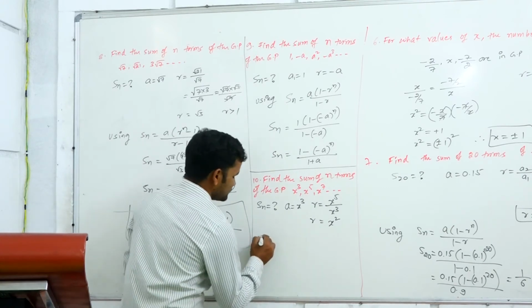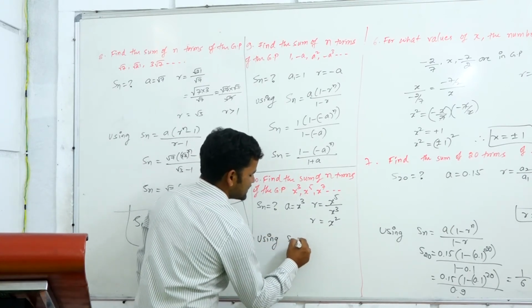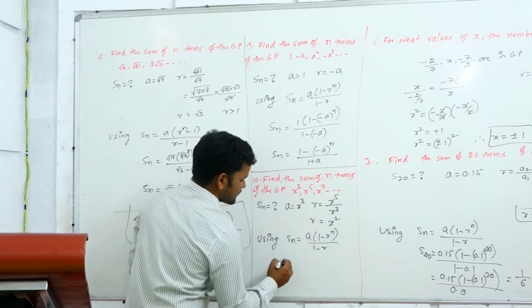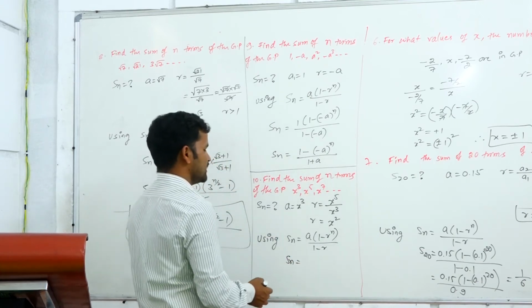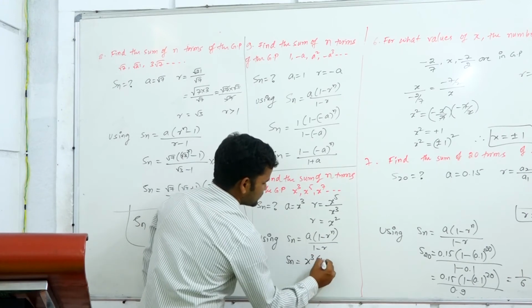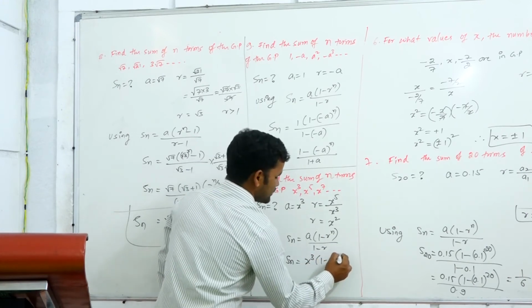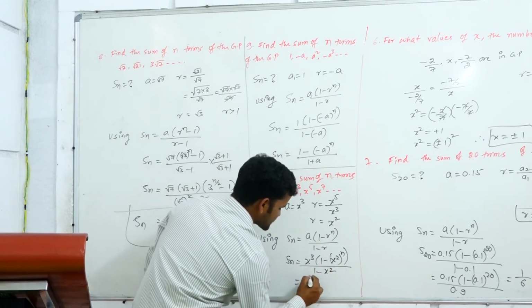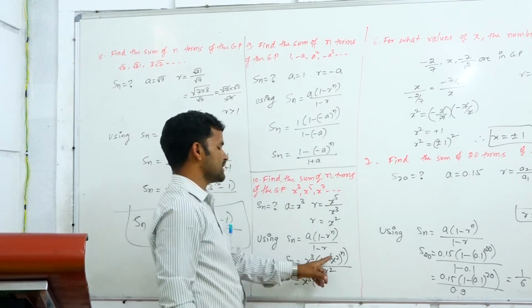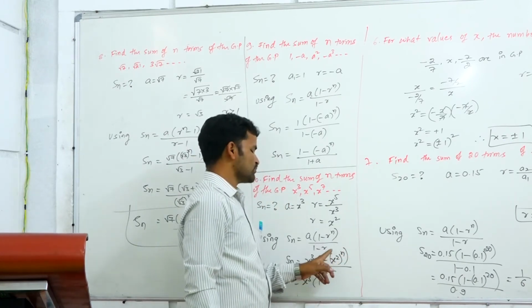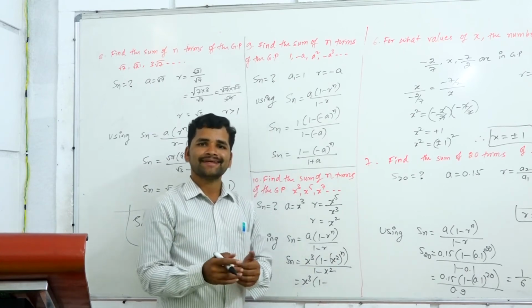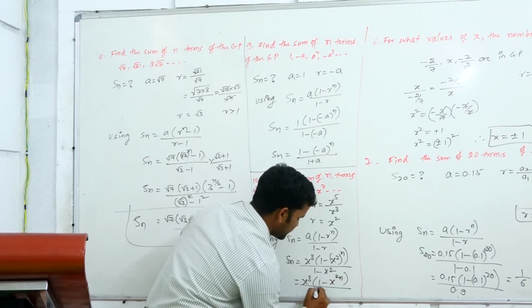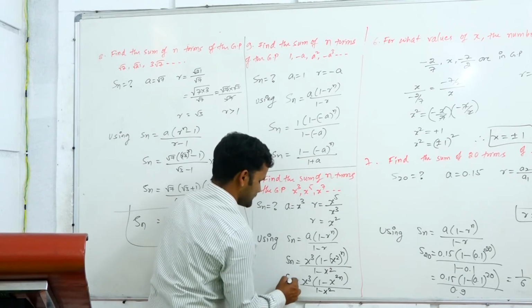Okay, use the formula Sn is equal to a into 1 minus r to the n by 1 minus r. Sn only we need to calculate. Substitute the a value, that is x cube into 1 minus r value, x square whole to the power of n, divided by 1 minus x square. This is like a raised to m whole raised to n. The formula is a raised to m into n. Means this is x raised to 2n divided by 1 minus x square. You can leave it here.